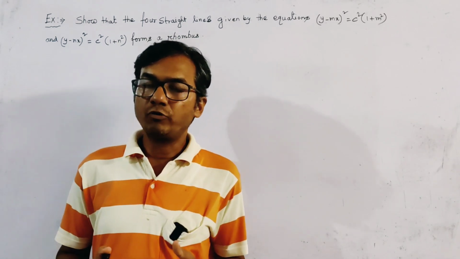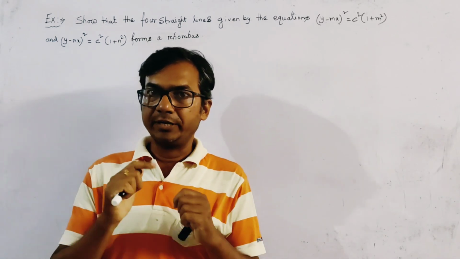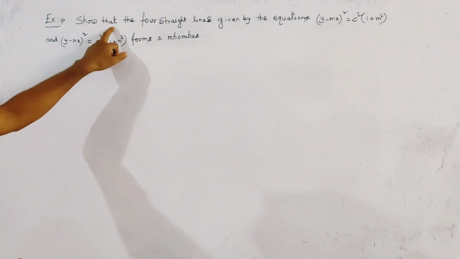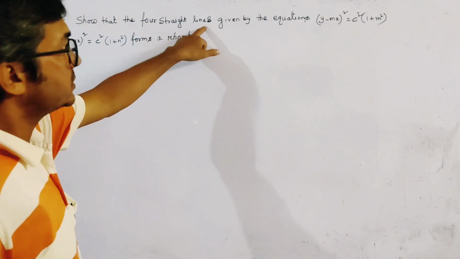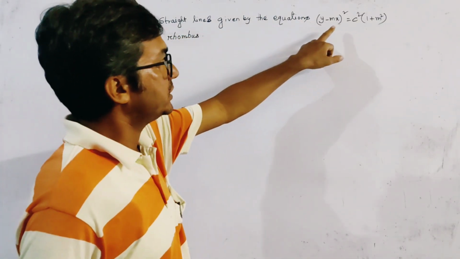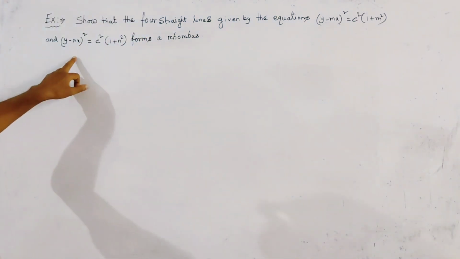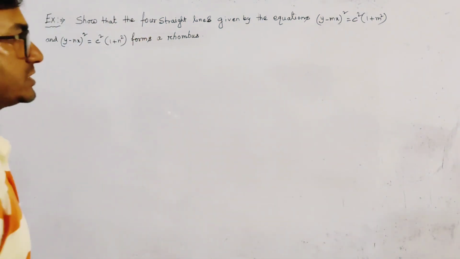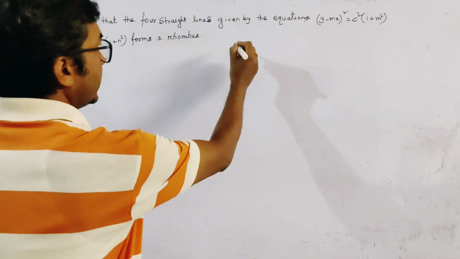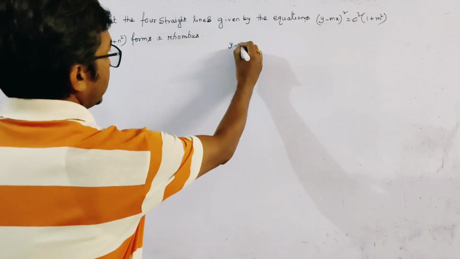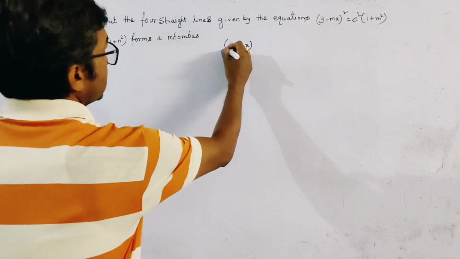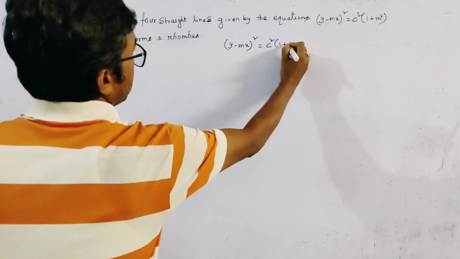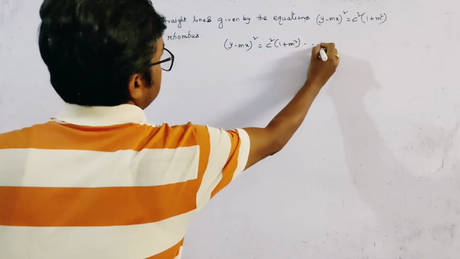Today's problem from pair of straight lines is: show that the four straight lines given by the equations form a rhombus. We first write the first pair of straight lines. This is (y minus mx) whole square equal to c square into (1 plus m square). We name this equation 1.